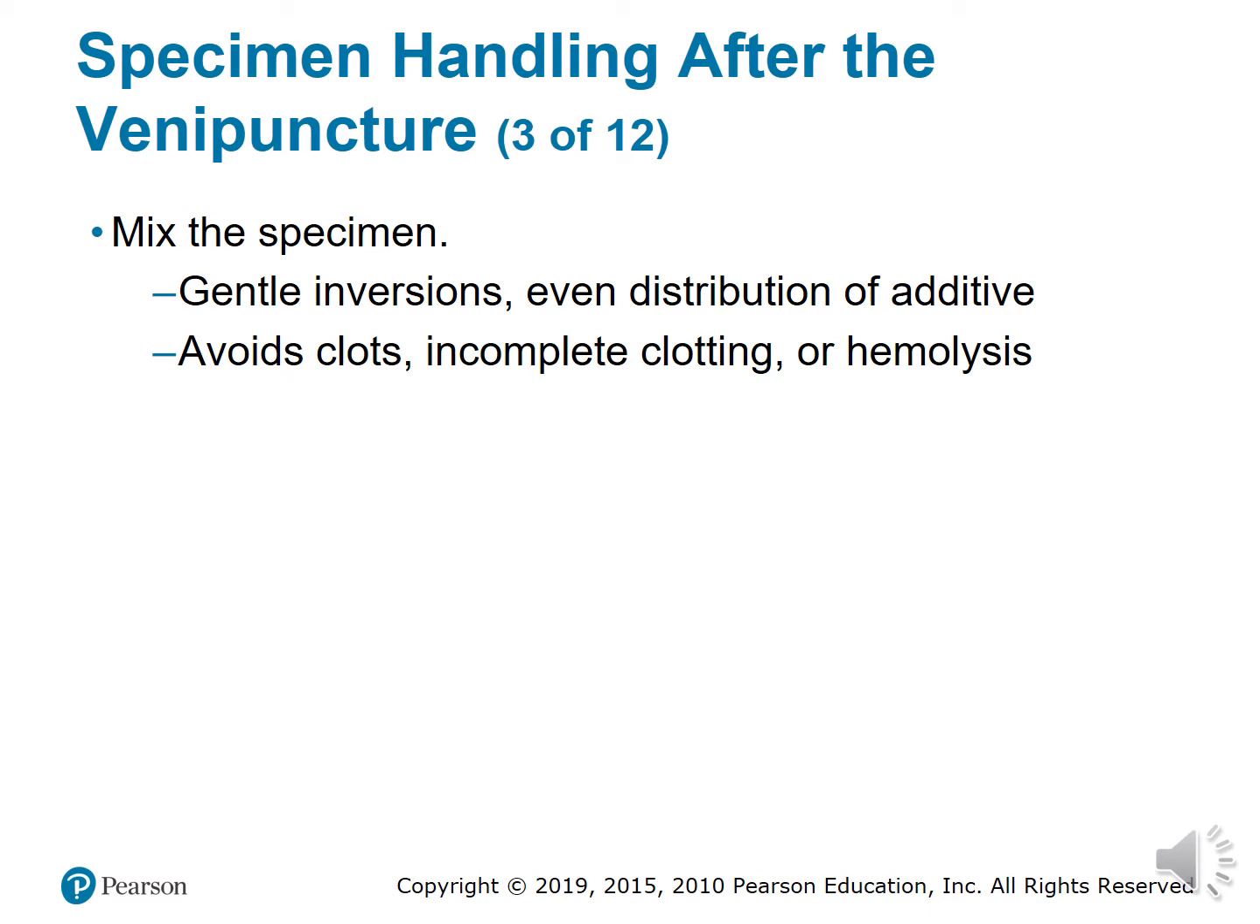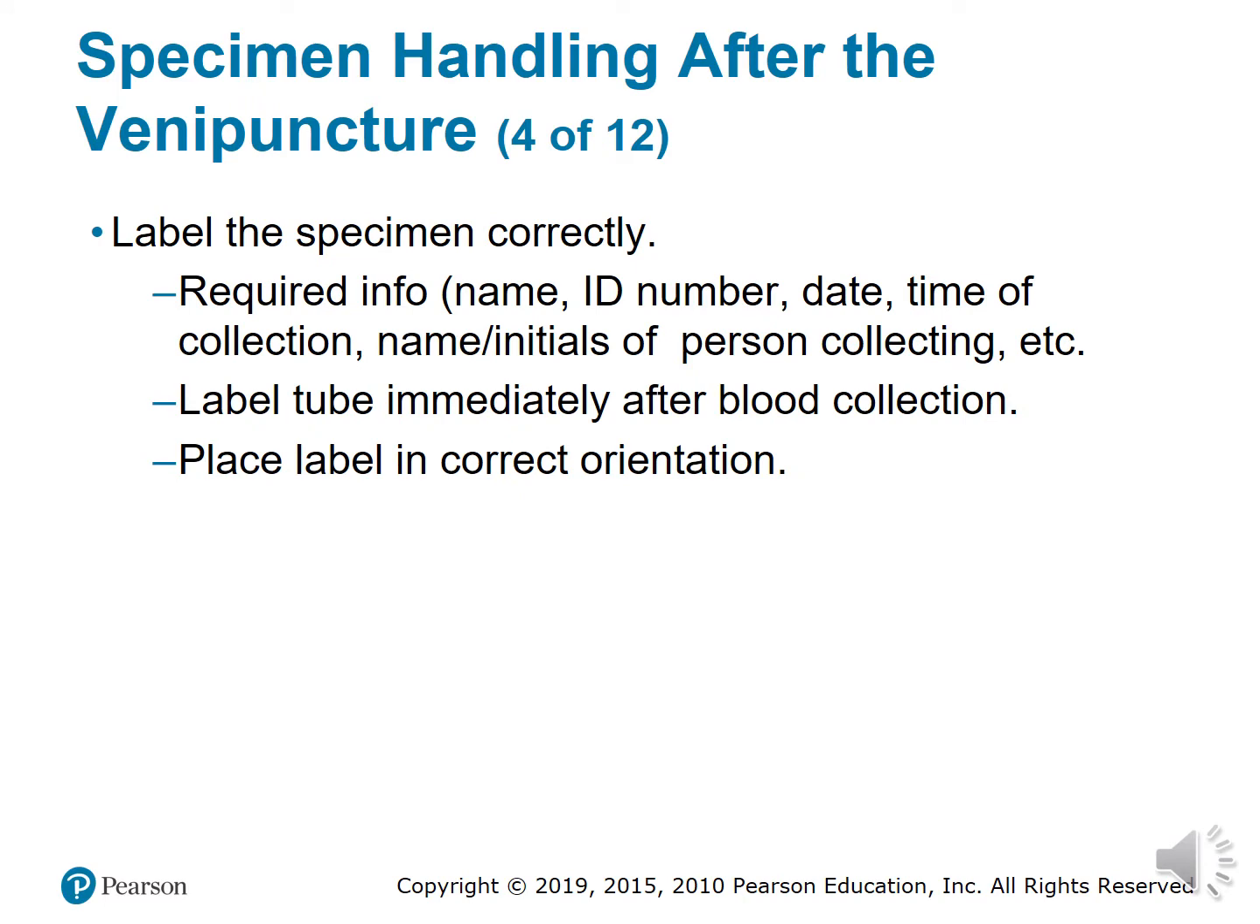Specimen handling after the venipuncture. Mix the specimen with gentle inversions. Even distribution of additive avoids clots, incomplete clotting, or hemolysis. Label the specimen correctly. Required information: name, ID number, date, time of collection, and name or initials of the person collecting. Label tubes immediately after blood collection. Place the label in correct orientation. That means simply placing a label on the tube so that it can be read properly.